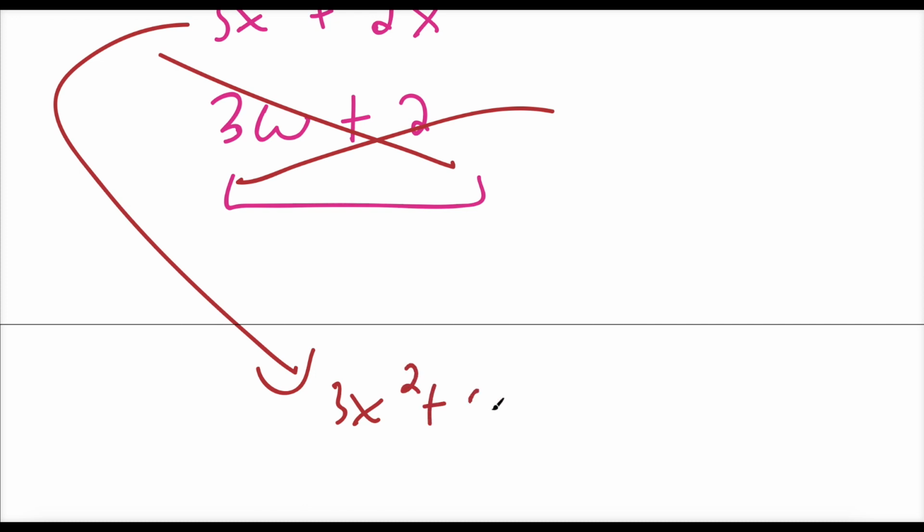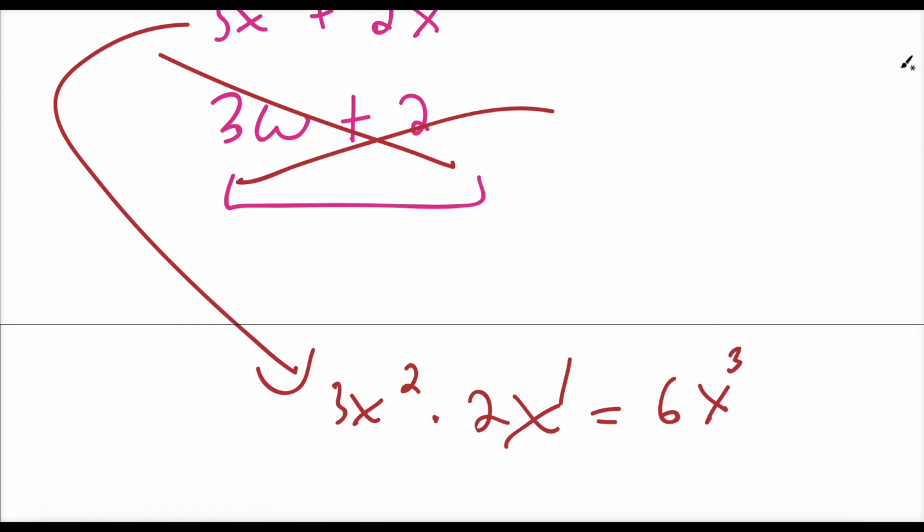3x squared times 2x gives you what? 6x to the power 3. Yes. Why isn't it 2? Isn't 2 times 1 2? No, because you add those.